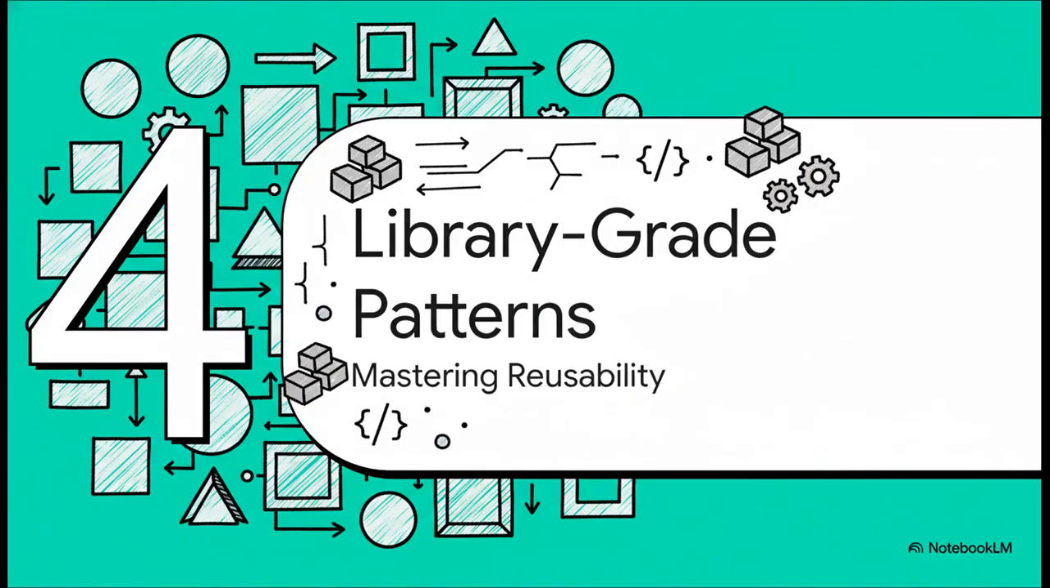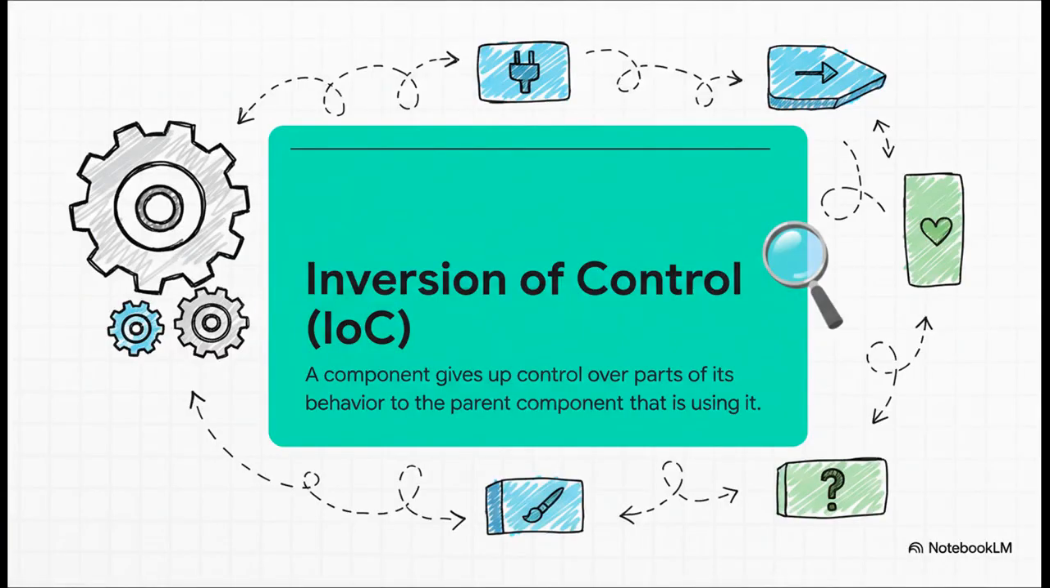Okay, so custom hooks are great for our apps. But what if you're playing in the big leagues? What if you're not just building an app, but a truly reusable component library that tons of other developers are going to depend on? Well, that requires a whole new level of thinking about your architecture. You need to create APIs that aren't just powerful, but also incredibly flexible. The absolute key concept here is something called inversion of control.